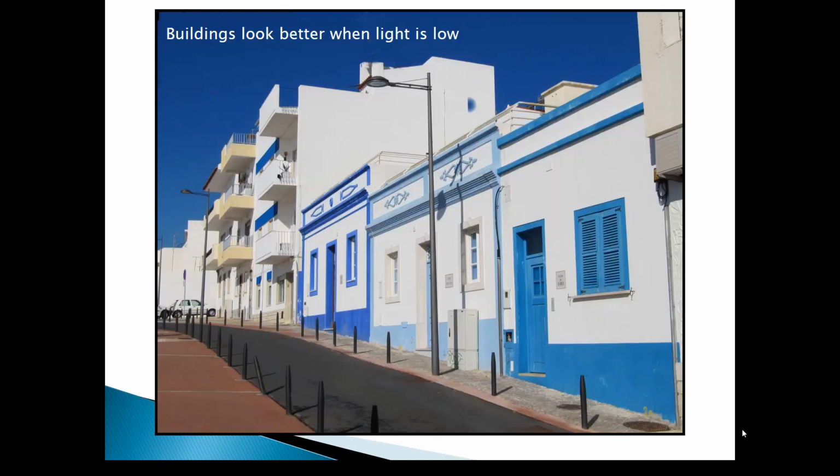And the best time to shoot buildings is early in the morning or in the late afternoon, so that way the features you are trying to record are properly lit.